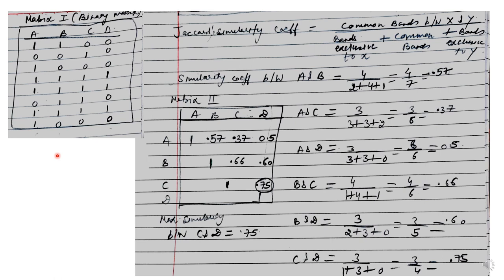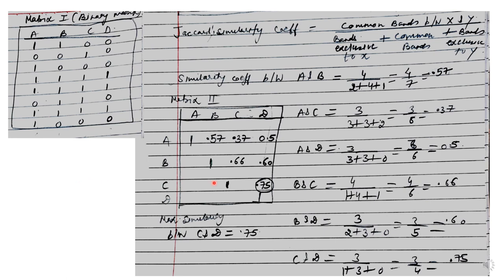are common, exclusive to A and exclusive to B. So this is how we get these values, and then based on these values we make matrix 2. So in matrix 2 you put the names of cultivars on both the horizontal side and the vertical side, and then after calculating the similarity index you put the values.